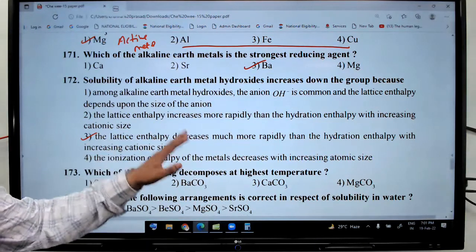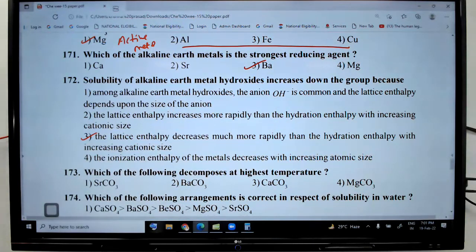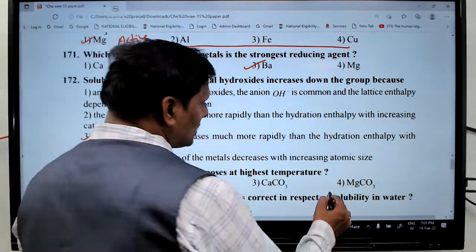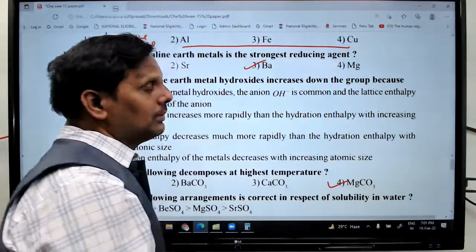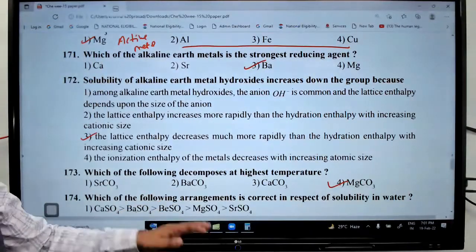Top to bottom, stability increases. They are asking for least stability. The least stability is magnesium, as given. Top to bottom stability increases.